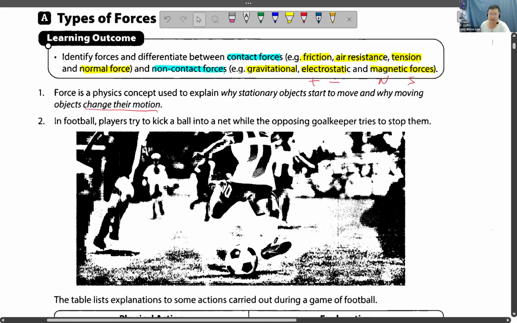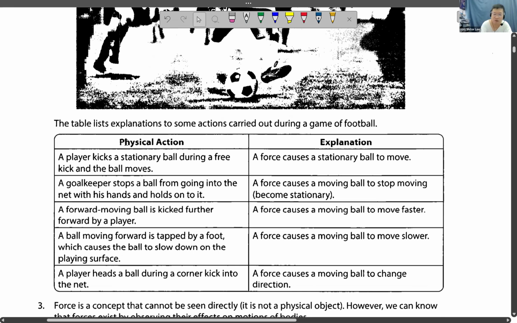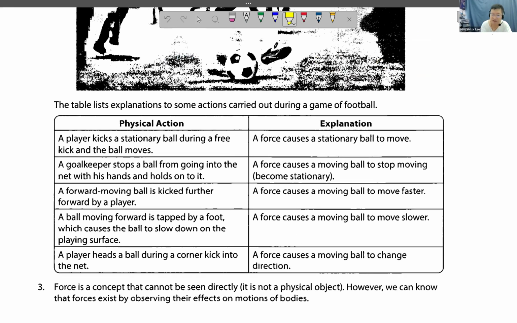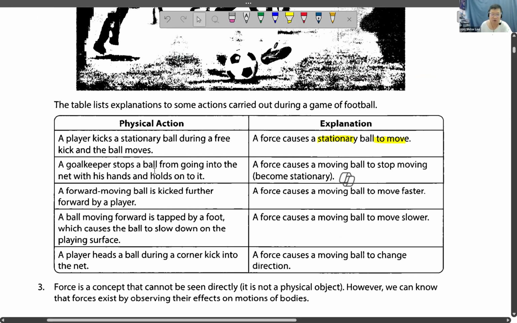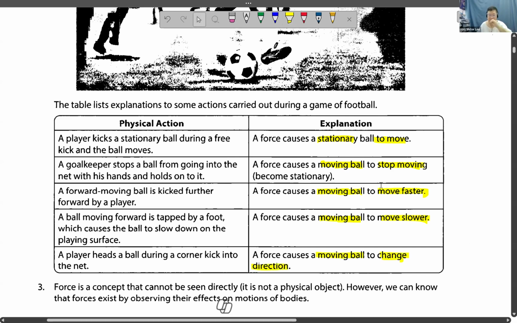So these are the different kinds of forces. For example, when you kick a ball, it causes a stationary ball to move. So kicking a ball makes it start moving. Or you stop a ball from going into the net, so you actually stop a moving ball. Or it can cause the moving ball to move faster, or move slower, or you can say a moving ball changes direction. So all these are examples of what force can cause.